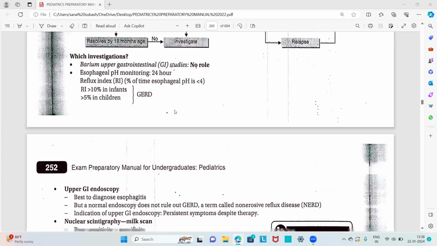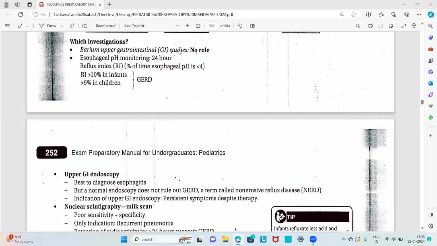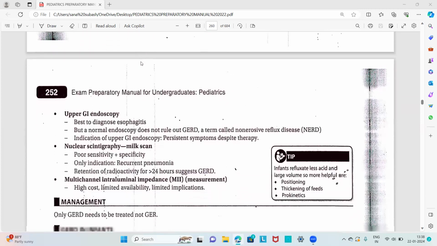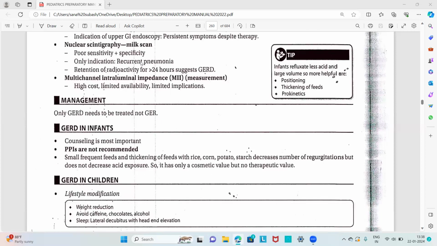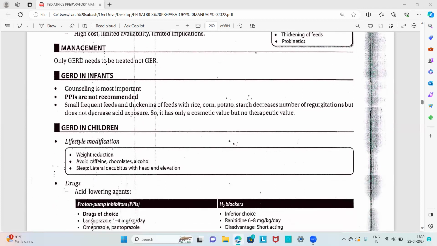So the major investigations are the barium upper gastrointestinal studies like barium meal, then esophageal pH monitoring for 24 hours, then upper GI endoscopy, and nuclear scintigraphy. These are the important investigations which we usually do when a patient presents with symptoms suggestive of gastroesophageal reflux disease. Then about the management: only gastroesophageal reflux disease needs to be treated, not gastroesophageal reflux, because gastroesophageal reflux is a physiological phenomenon.